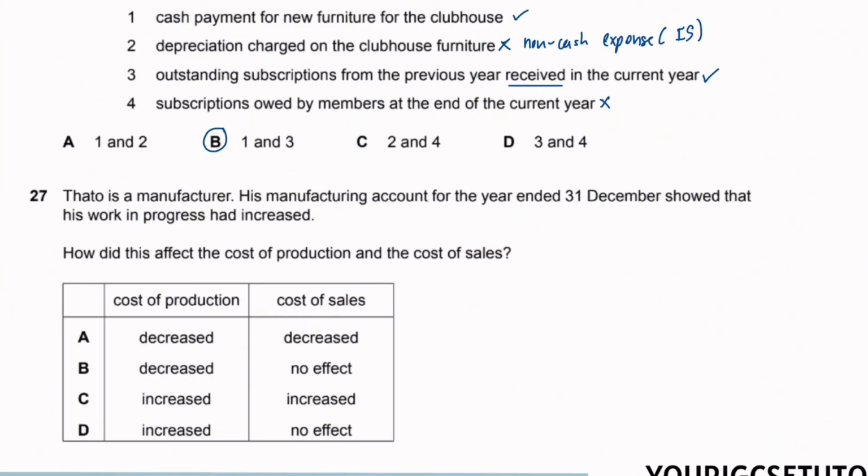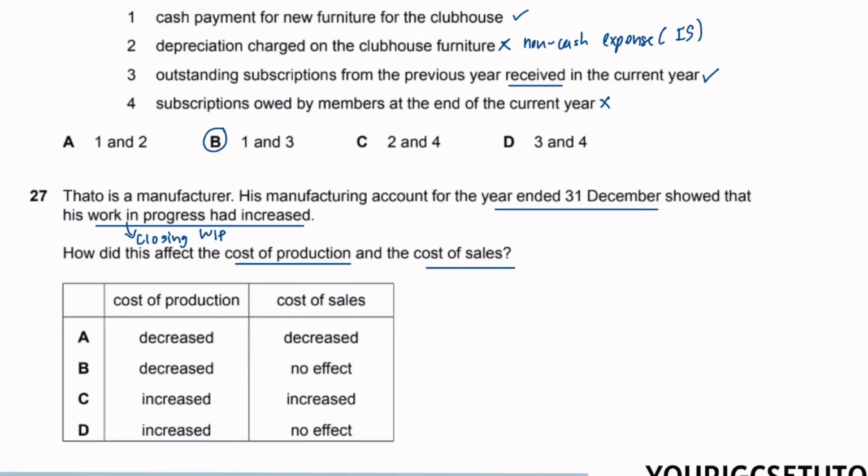Tanto is a manufacturer. His manufacturing account for the year ended 31st December showed that his work in progress had increased. Okay, so this is year end, right? So immediately we know that this is closing work in progress. How did this affect the cost of production and the cost of sales?